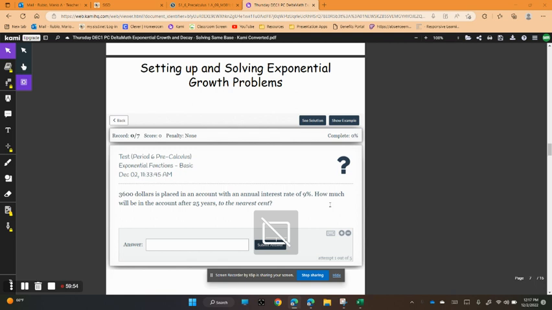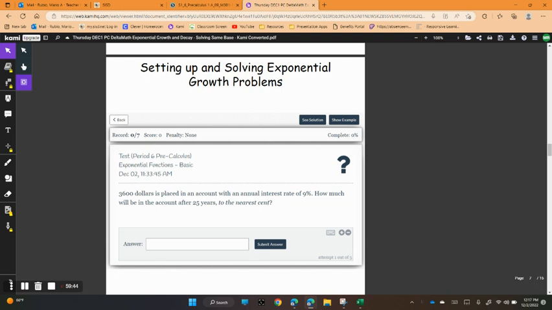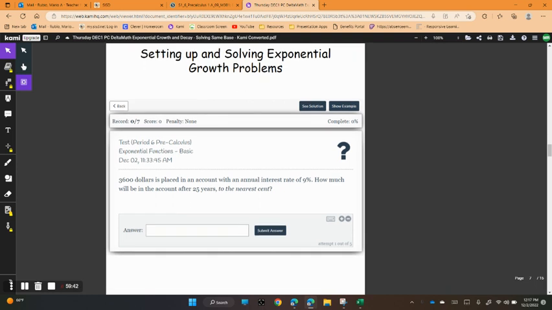Here is a video I'm going to post about how to solve the problems that are in Delta Math. I know Lorenzo had asked about it yesterday, and there's probably a few of you that still have other questions. I had a couple students ask me about these yesterday in class. So when we're setting up and solving exponential growth or decay problems in Delta Math, it's one of your assignments.